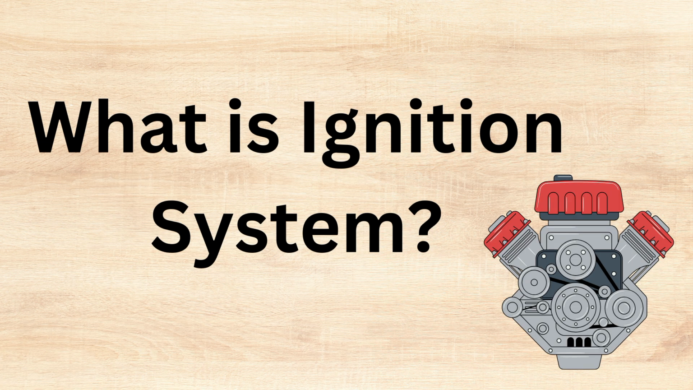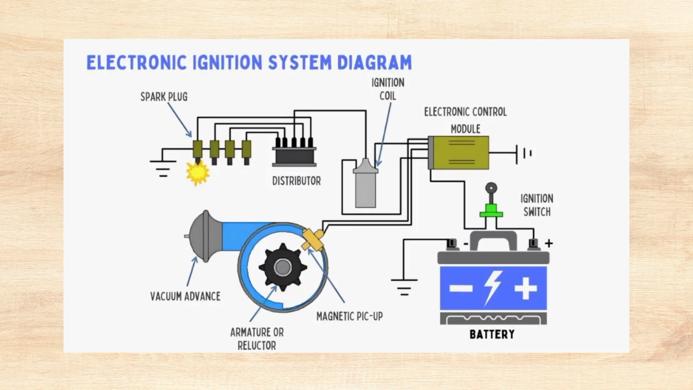What is the ignition system? The ignition system is responsible for igniting the air-fuel mixture in the engine's combustion chamber. It produces a high voltage spark at the right moment to ensure the engine runs smoothly and efficiently. This is the diagram of the ignition system.